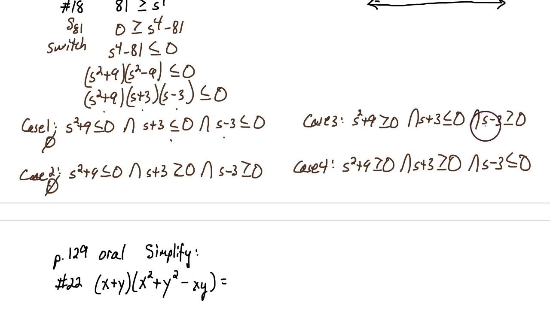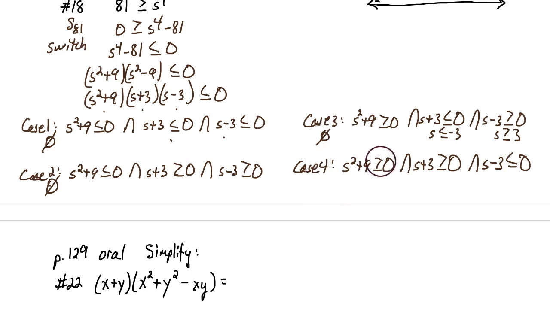Let's take a look at these two and work out what s is. This one makes s less than or equal to negative 3. And this one makes s greater than or equal to positive 3. What kind of numbers are less than negative 3 and at the same time greater than 3? There aren't any. This is an empty set.